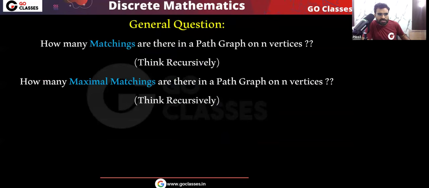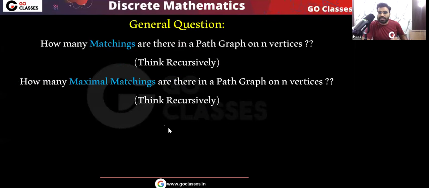So we will see these two questions. You can see these are general questions. How many matchings are there in a path graph on n vertices? So the number of matchings in Pn, and also how many maximal matchings are there in Pn, the path graph on n vertices. To answer both these questions, we will think recursively.